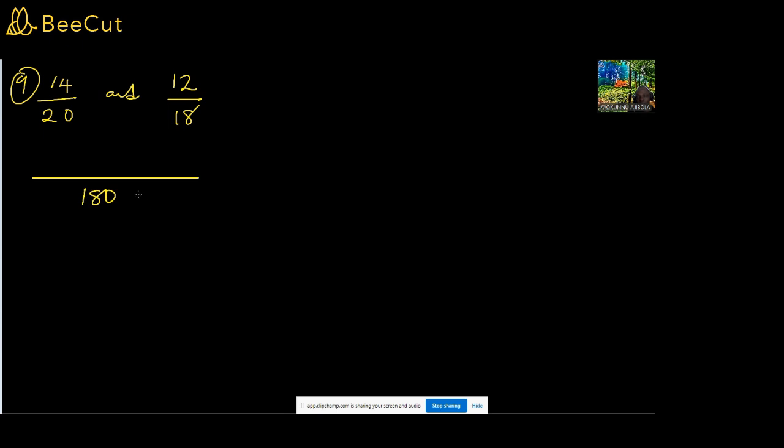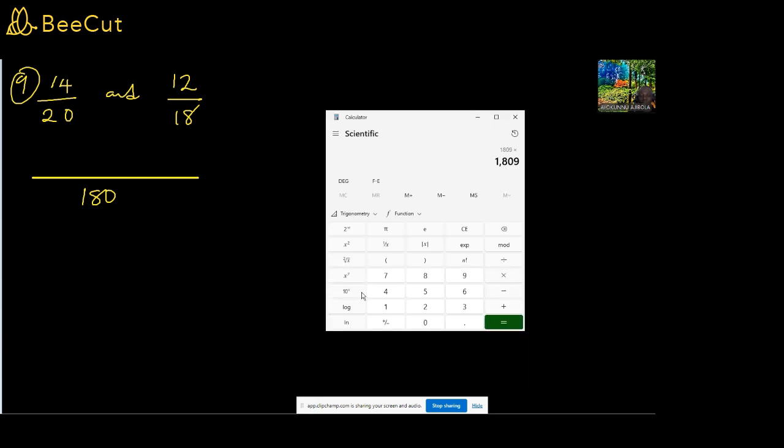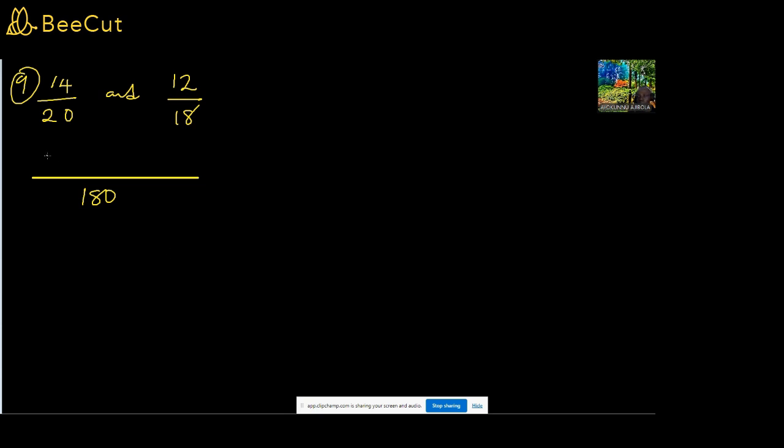Now, how many 20 is in 180? That is 9, because 2 times 9 is 18. So 9 times 14 gives us what? That is 126. Okay, sir. So I have 126 here. Then how many 18 is in 180? That's 10. 10 times 12 gives 120. So which of the fractions is the biggest now? Is it 14 over 20 or 12 over 18?